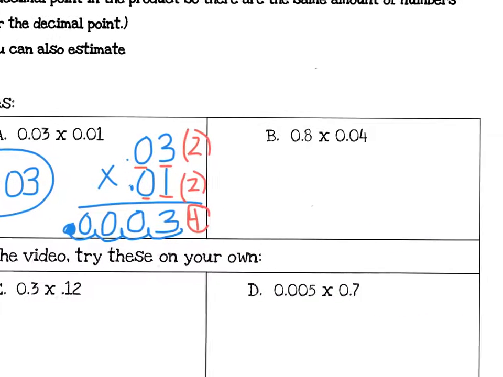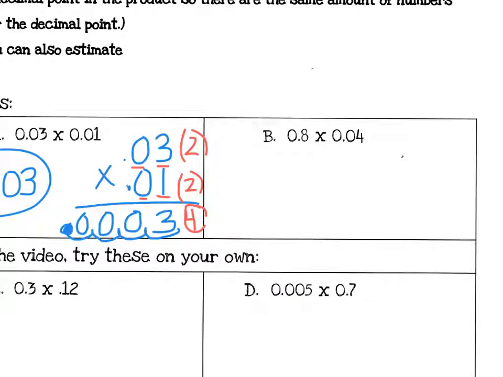Let's try another one here, example B. Okay, so we're doing 0.8 times 0.04. Okay, we know that 8 times 4 is 32. Then we're going to look at the factors. There was 1 number after the decimal point in our first factor. Oops, I wrote 2, but I meant 1. Sorry about that.